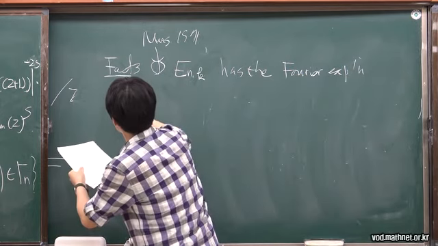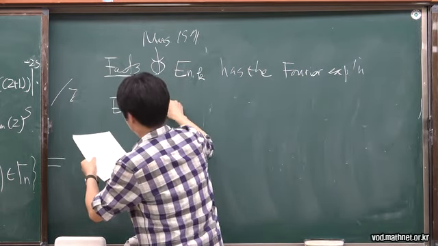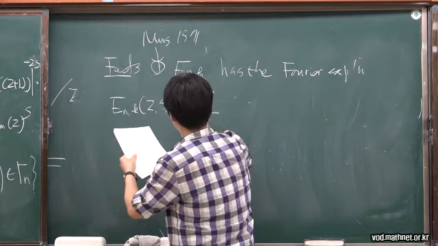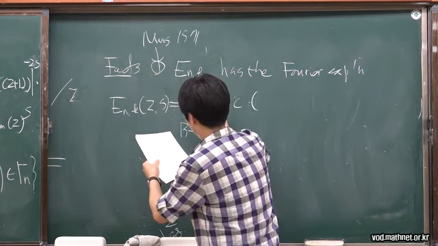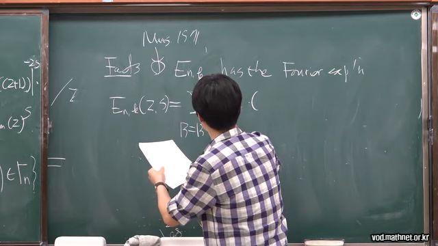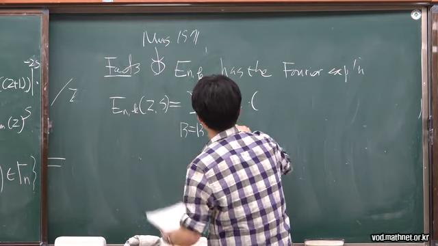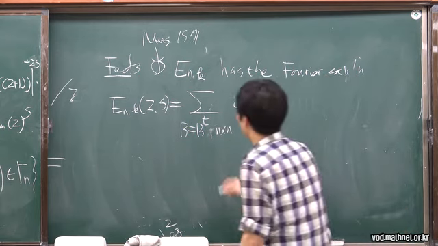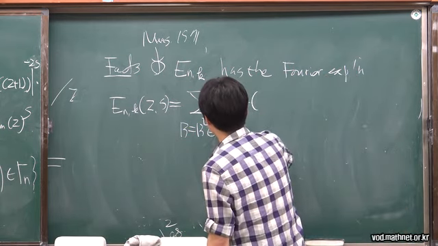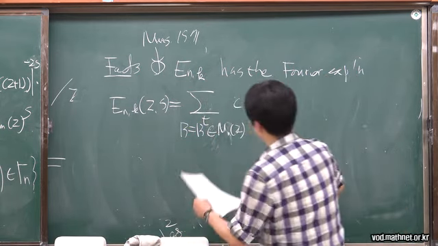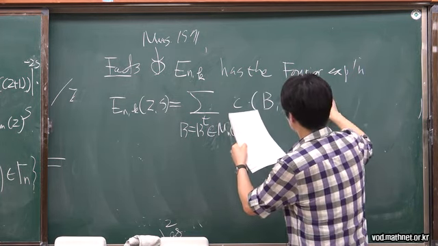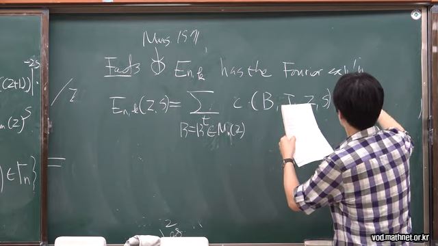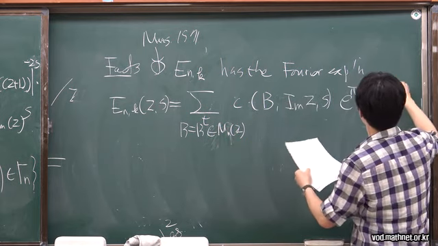Namely E and K Z S is of this one, sum over C. B is a symmetric matrix, and the size of B is n by n. Maybe I think I can write down mn of Z, and the coefficients depend on B and the imaginary part of Z and S, and e to the pi i equals B Z.